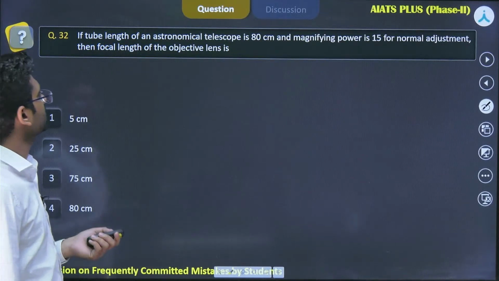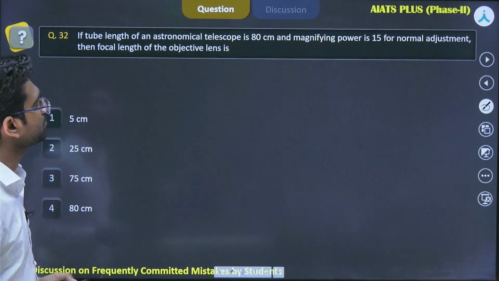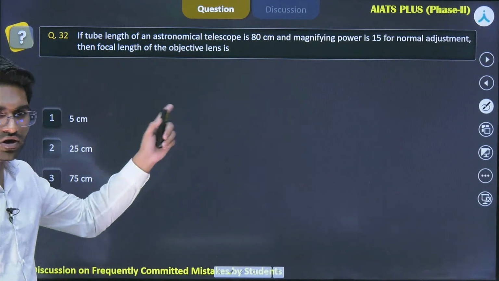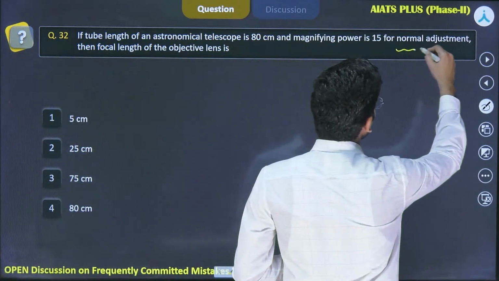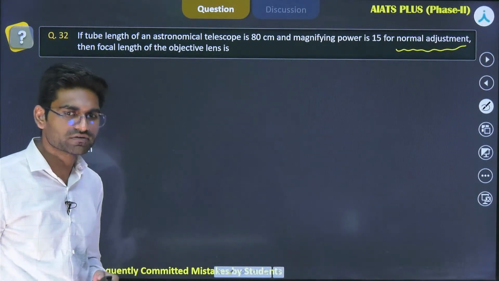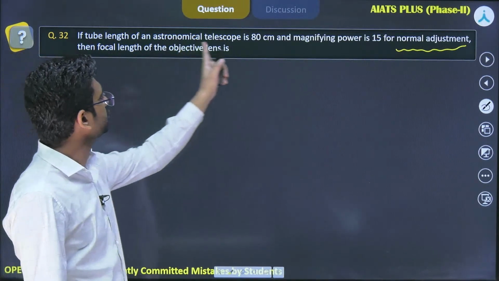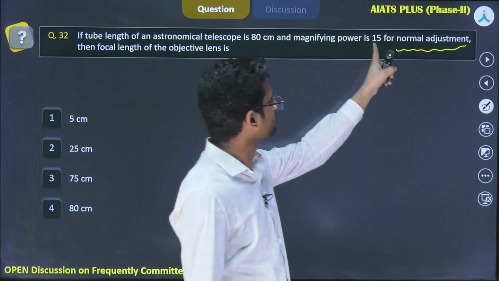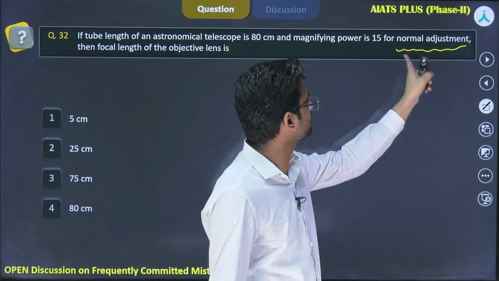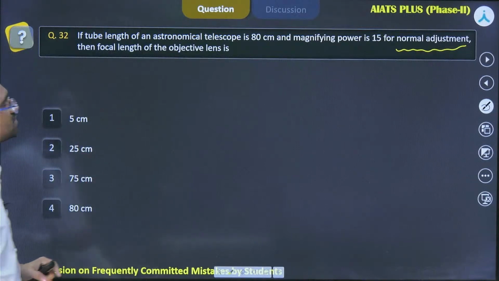If the tube length of an astronomical telescope is 80 centimeter and its magnifying power is 15 for normal adjustment, because there are different situations where the magnifying power could be different for this astronomical telescope. So here the tube length is 80 centimeter, the magnifying power is 15, and the condition is normal adjustment, right? Then find the focal length of the objective lens.